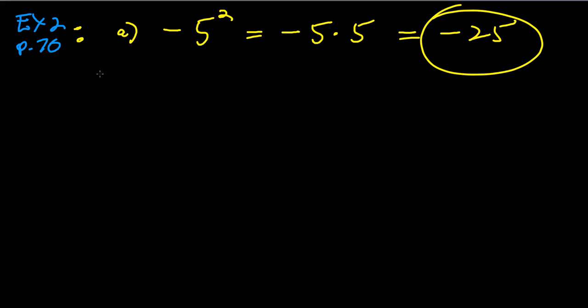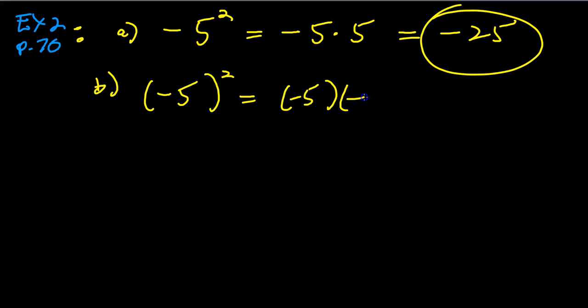Okay. Part B in this example, minus 5 squared. Now notice that base has got a negative sign tucked inside of it. All right, so it's the square of negative 5. I've really got two negative factors here, and of course that's going to be positive 25, or just 25.